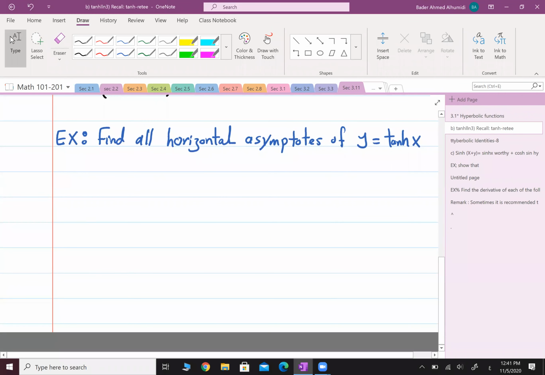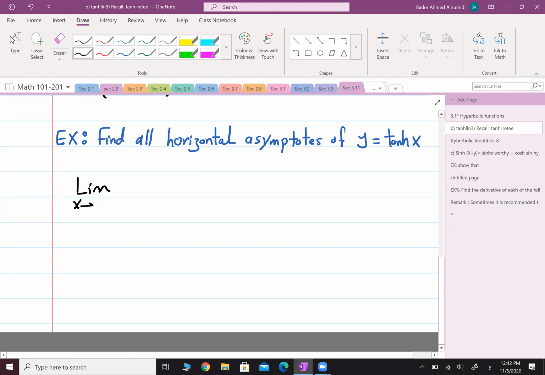جميل. هنا سؤال يقول find all horizontal asymptotes of this function which is called hyperbolic tangent. احنا نعرفها هي الواحد والناقص واحد لكن from where it came I need to explain this. طيب نتذكر من 2.6 how to find horizontal asymptotes. أحد يذكرنا بهذا الشيء؟ The general answer is yes: we take the limit as x goes to infinity and we take the limit as x goes to minus infinity. هذا الجواب الصحيح.